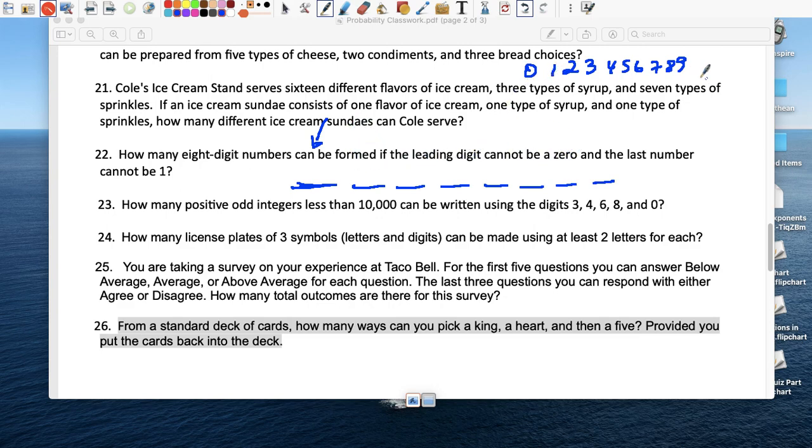So I have 9 choices. For the second spot, no restriction, so I have 10 choices. 10 choices here, and so on for each middle spot. But for the last spot, it can't be a 1. So again, I'm still left with 9 choices. So the total number of numbers that I can create is 9 to the second power times 10 to the sixth.